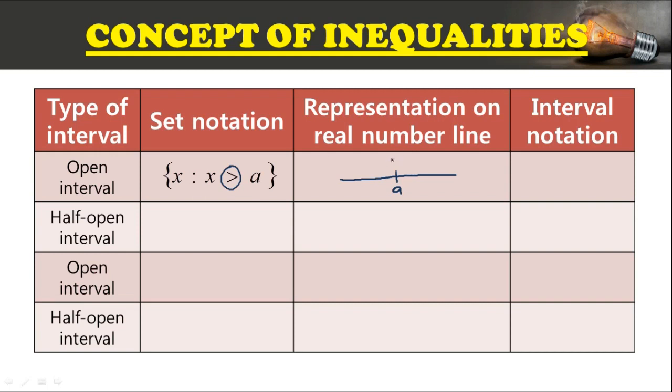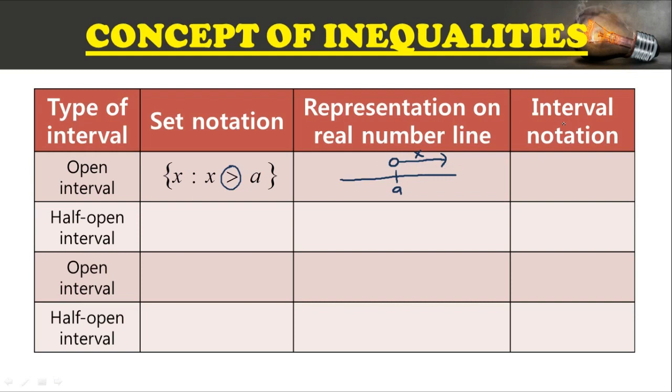So bila tak ada equal, that means we have empty circle. So bila empty circle, dia punya line tu ke kiri ke kanan? X is greater than A. So bila greater than, sini A. Greater than, that means X tu mesti lebih daripada A lah. Okay, so X is greater than A. Kalau confused, tengok tanda dia. Tanda dia ke kanan kan? Okay, to the right. That means our arrow also to the right.